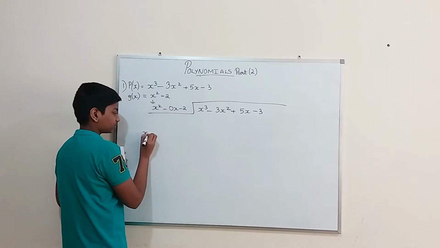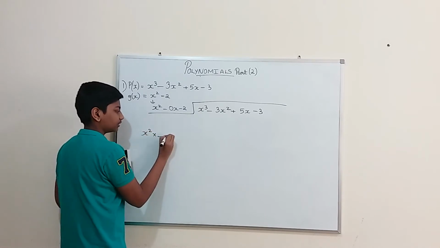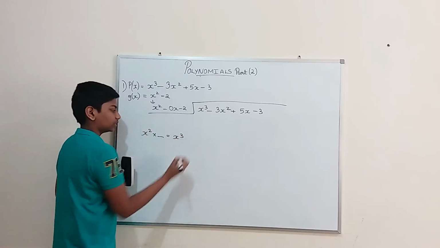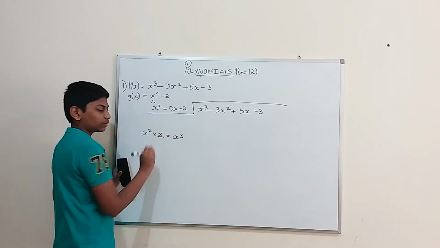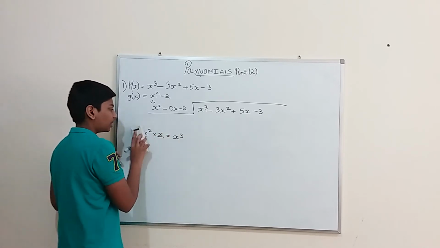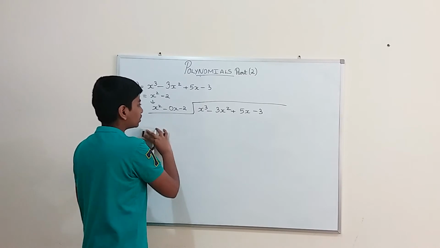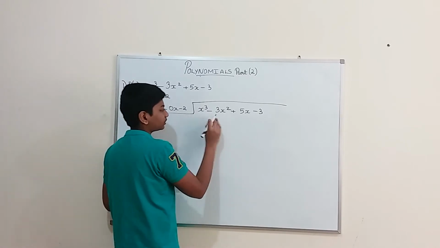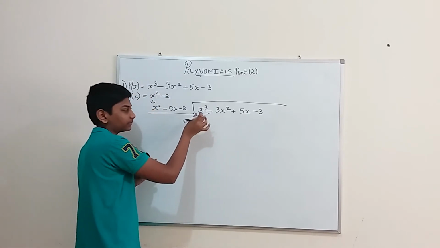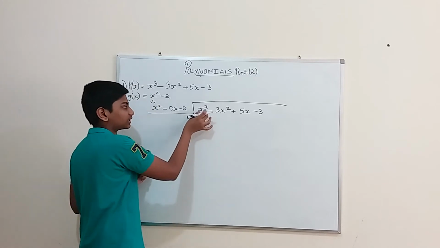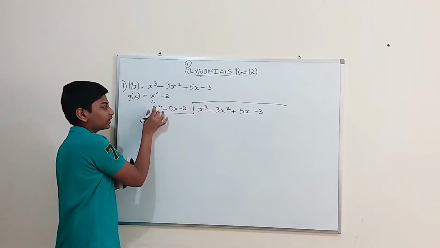x square into what gives you x cube? x square into x gives x cube, right? So now we got this. We should not give anything to the others; we should go one by one. So we should take the first one.